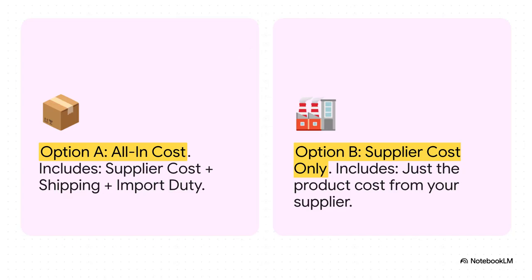You've basically got two ways to go here. Option A is the all-in cost, which includes the price from your supplier, plus things like shipping and import duties. Option B is way simpler. It's just the supplier cost. Now here's the most important part. Neither one is right or wrong, but you have to choose the option that matches how you're already doing your accounting. Consistency is everything here.